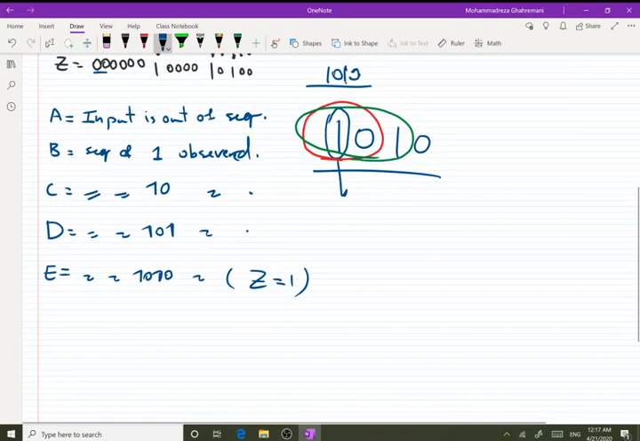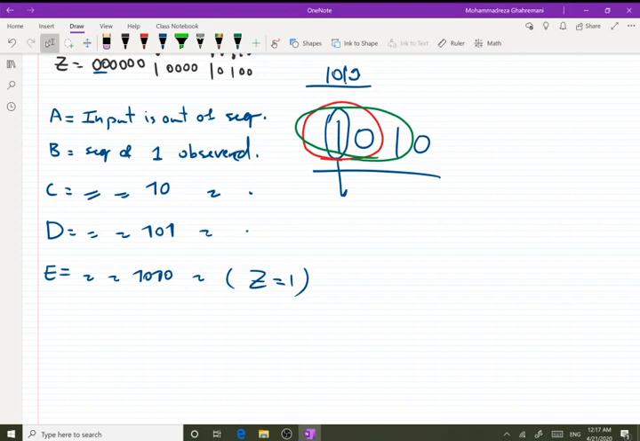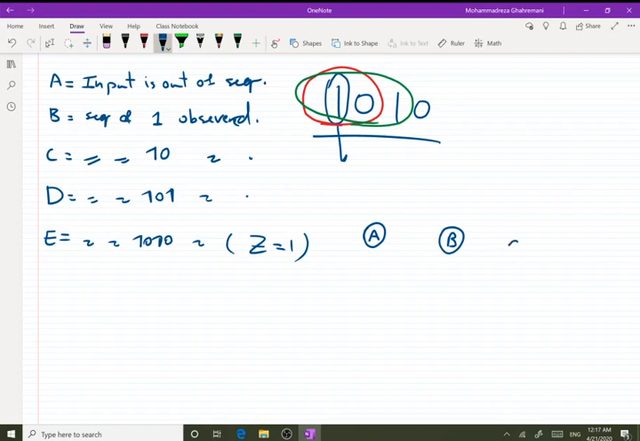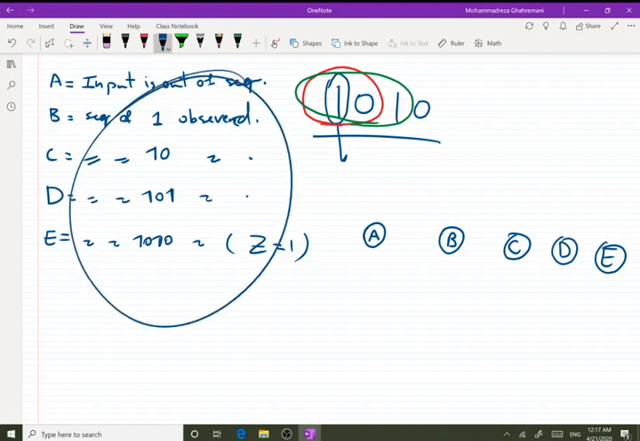So we want to work with these states and draw the state diagram. So let's do that. We say state A, state B, state C, state D, and state E. And now we need to do all the transitions between these states based on this information.